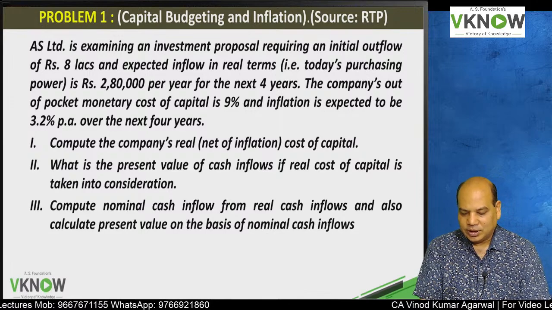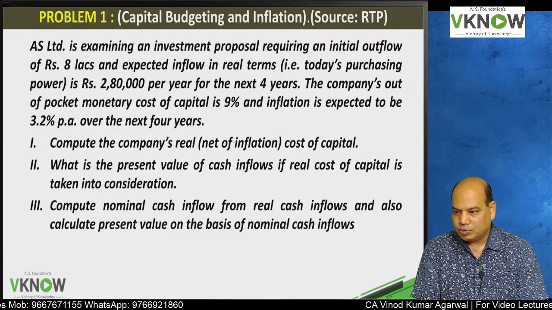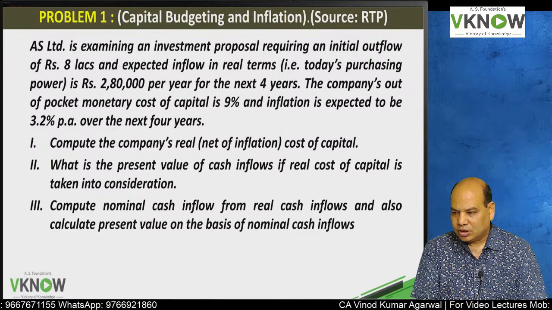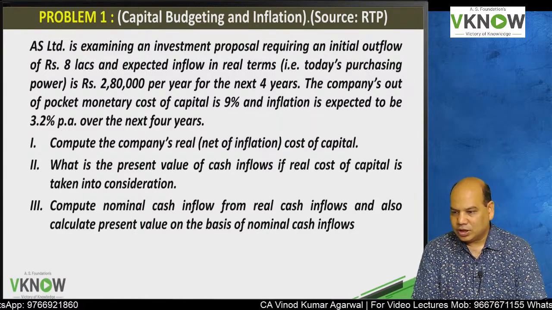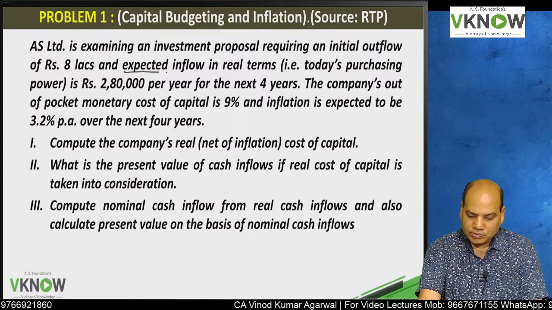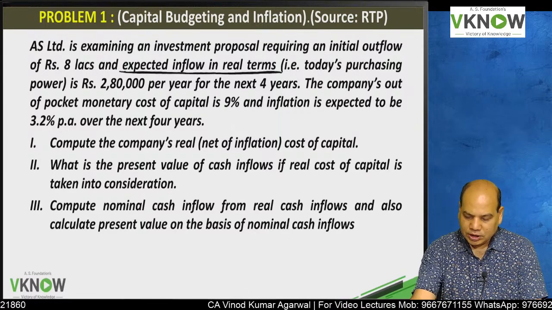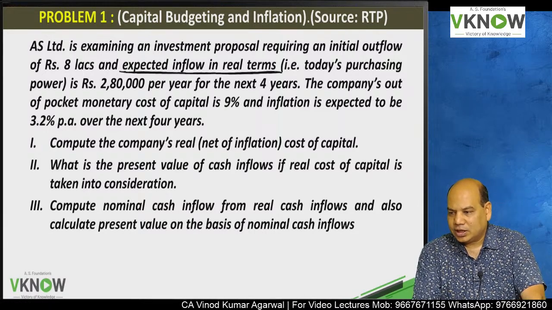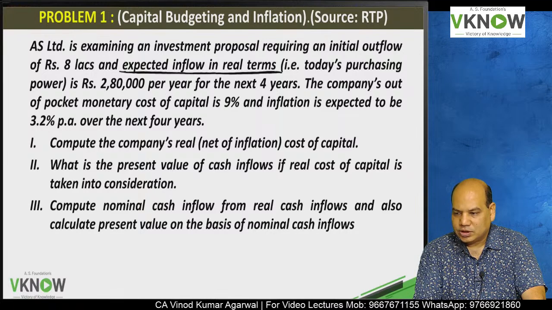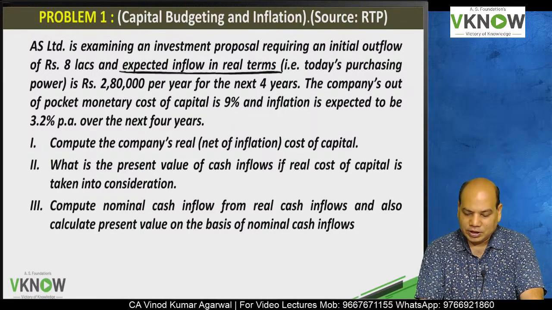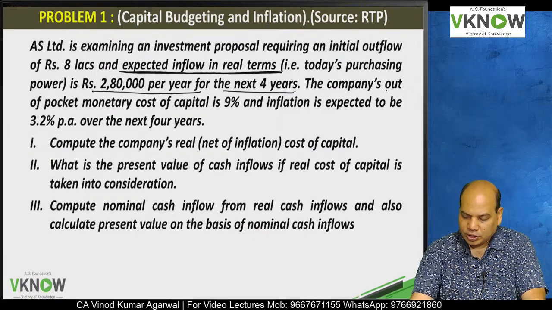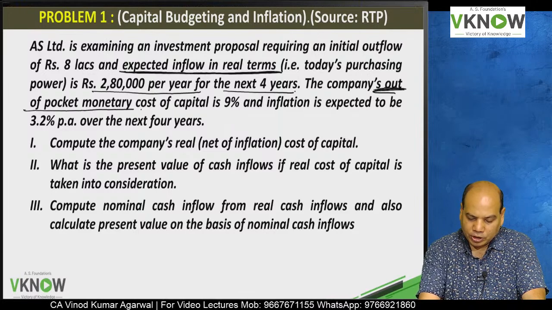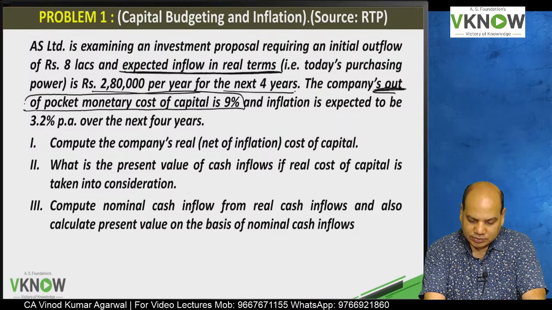AS Limited is examining an investment proposal requiring an initial outflow of rupees 8 lakh. Initial outflow is 8 lakh and expected cash inflow in real terms. When the problem setter is giving you clear information, expected inflow in real terms, that is today's purchasing power, is rupees 2,80,000 per year for next 4 years. The company's out of pocket monetary cost of capital is 9%.